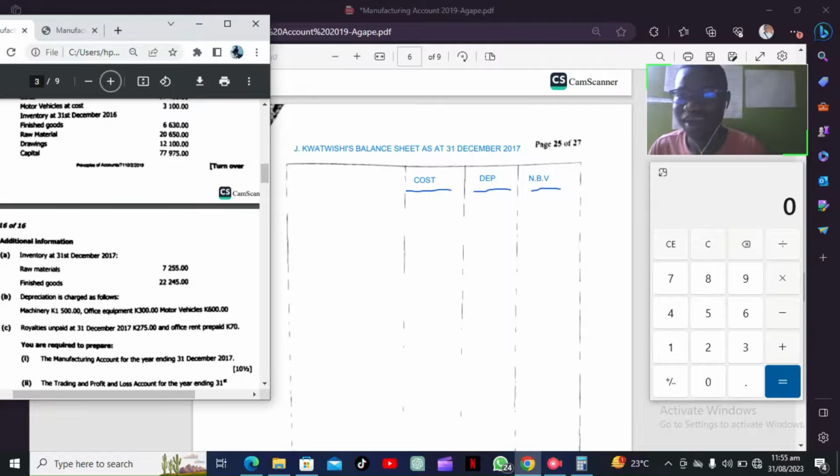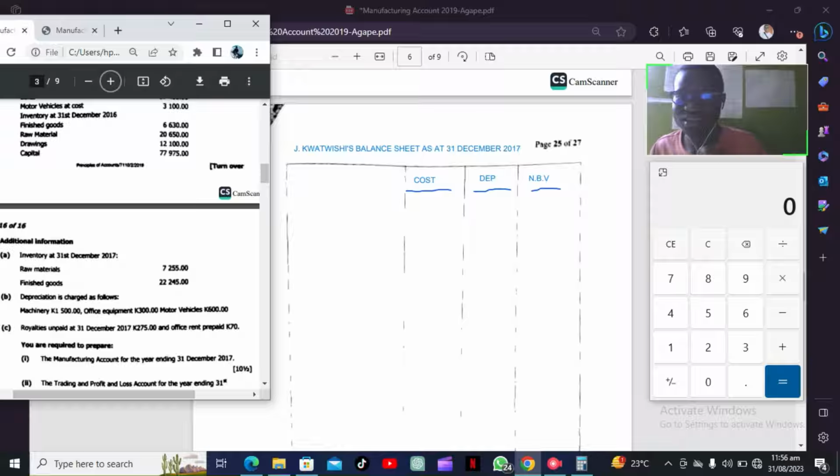So this is now where the heart starts beating fast in an exam, am I right? Or when you're writing a test, mid-term, end of term, like, is it good balance? Did I do everything right? So here now we're going to check if our entries and calculations were done correctly. So in the balance sheet, it's just normal. Don't be confused that in a manufacturing account you're going to draw up a different balance sheet or a different trading profit and loss. No, it's just the same.